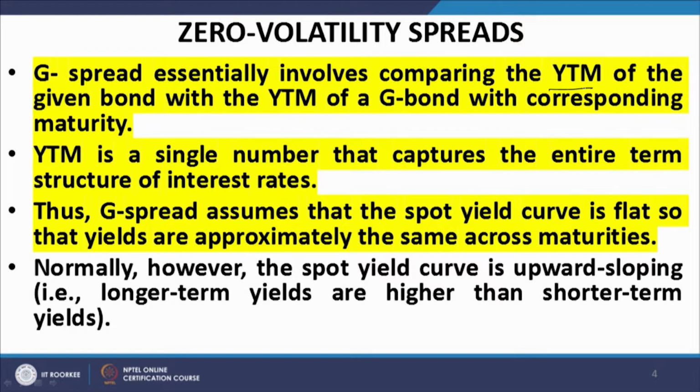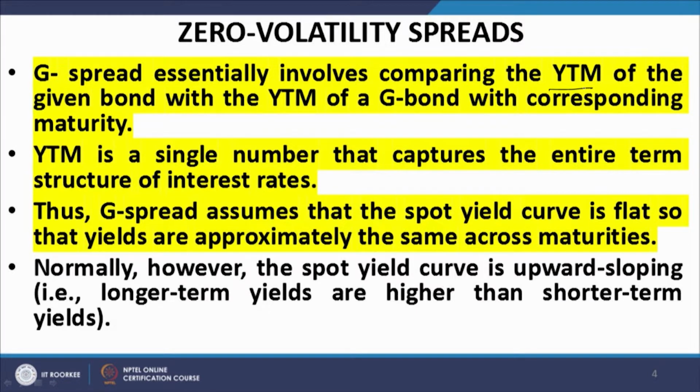with corresponding maturities. You have two bonds of identical maturities, one is your risky bond and the other is the government bond. You compare the YTMs, or take the difference in YTMs, between that of the corporate bond or your risky bond and that of the government bond. The differential represents the G spread.